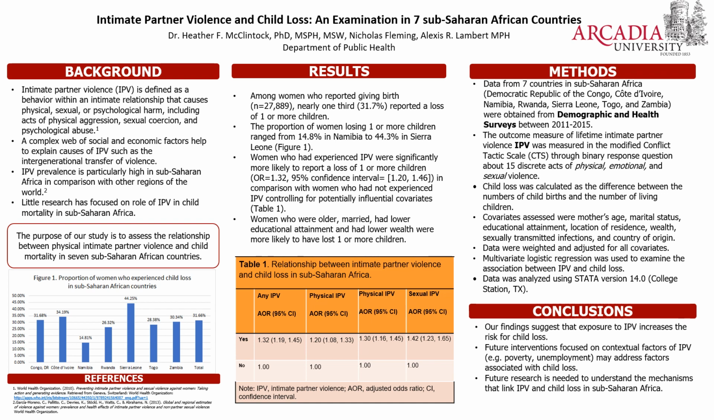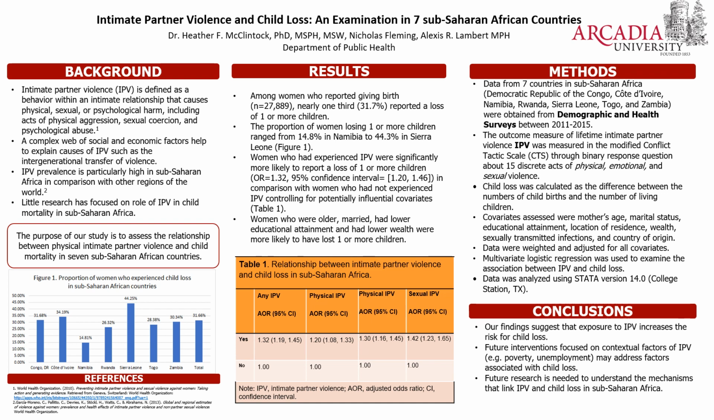To do this, we used data from demographic health surveys between 2011 and 2015 for 7 countries in sub-Saharan Africa. We were able to assess intimate partner violence by using the modified conflict tactics scale and creating binary responses for physical, emotional, and sexual violence. Each of these variables was based on discrete acts of violence. Child loss was calculated as the difference between the number of childbirths and the number of living children.